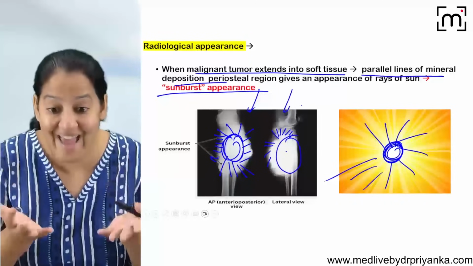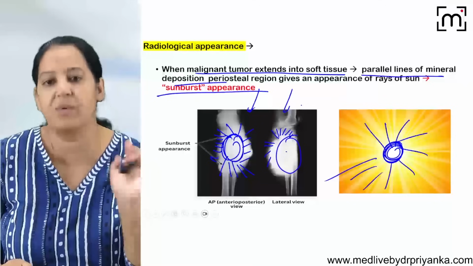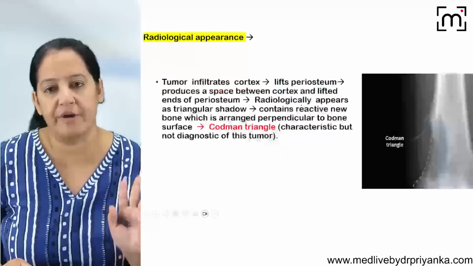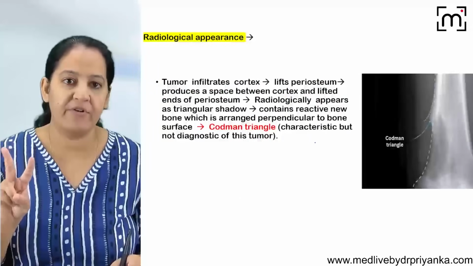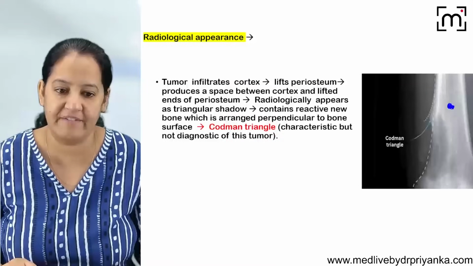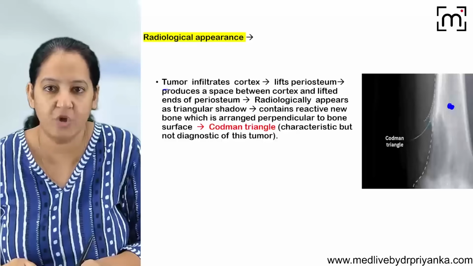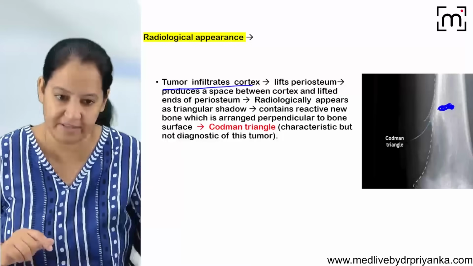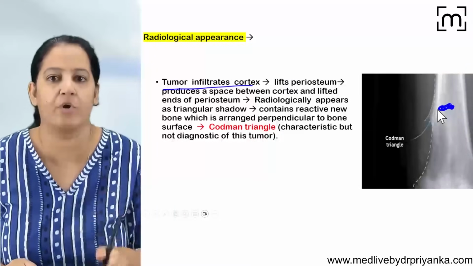So please learn this catchy word. You have to highlight this word in your answer copy. Sunburst appearance, the first important radiological finding. The second important radiological finding is that the tumor starts from the medullary cavity. After that, the tumor infiltrates the cortex. It is growing and infiltrating the cortex. After the medullary cavity, it is coming into the cortex also.